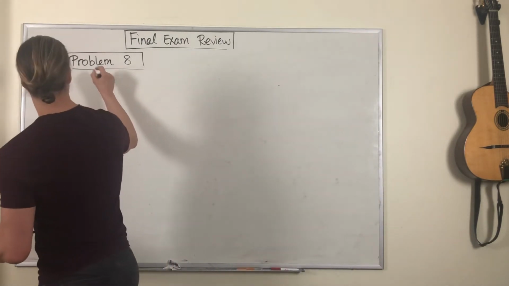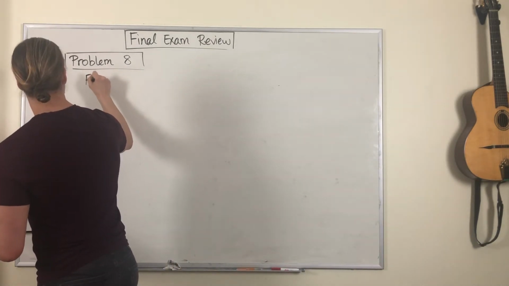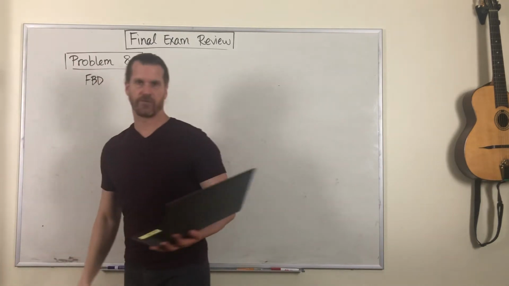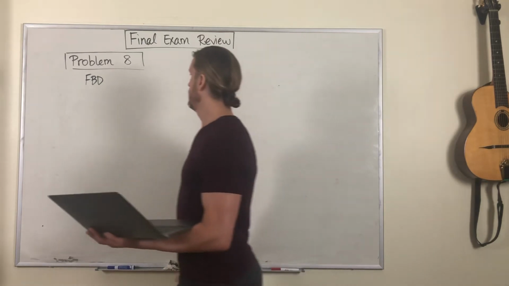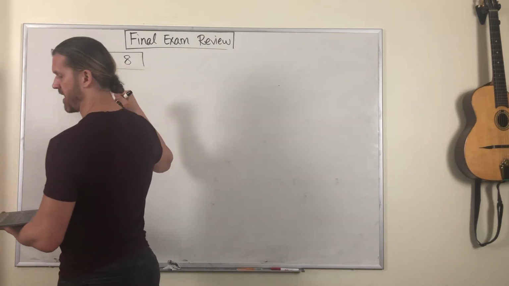So let's start out by drawing a free body diagram for each of those two objects. This is a system of connected objects. So let's do a free body diagram for the hanging mass.